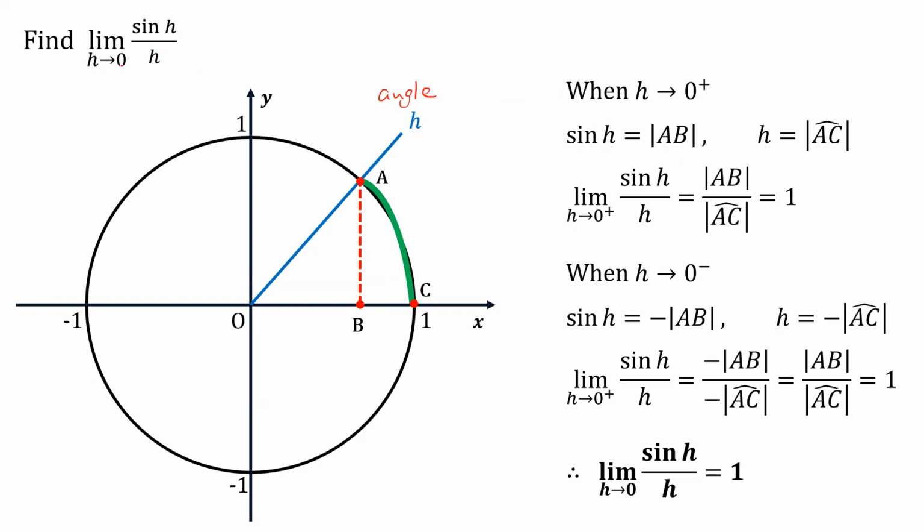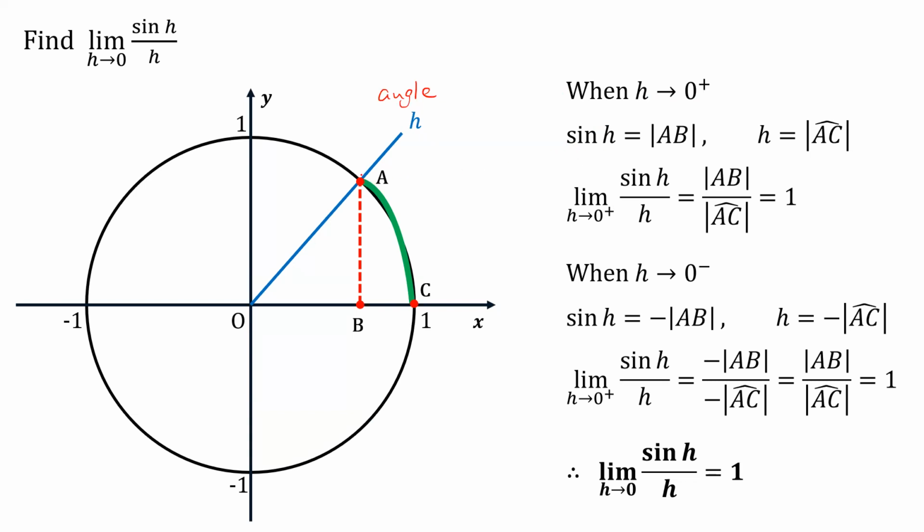When h is approaching 0, there are two possibilities. First, let's consider if h approaches 0 from the positive side. That means h must be a very small angle in the first quadrant, which is very near 0 here. So let's zoom in a little bit. Suppose h is here. Then we need to consider what sine h is.